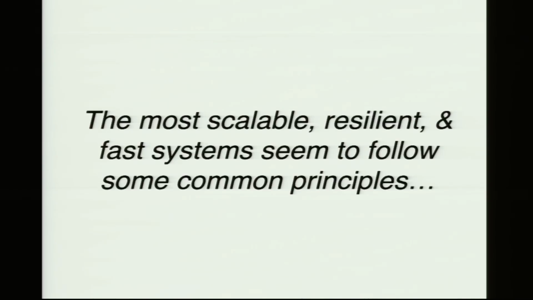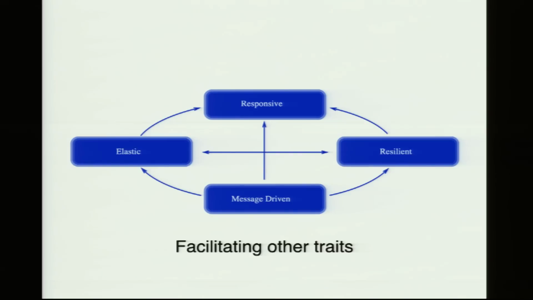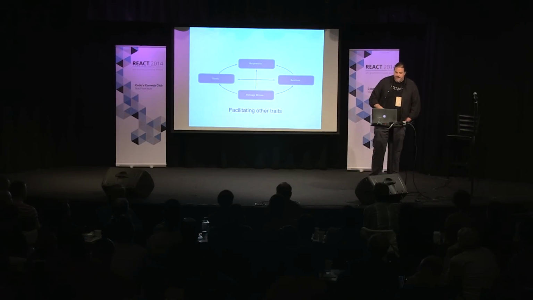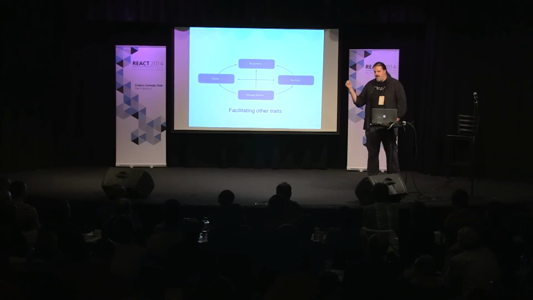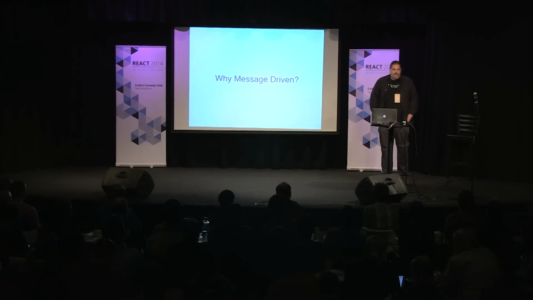Why is this? Why do we have all these systems which share this message-driven approach? That's a really interesting question. And as I thought about that, the most scalable, resilient, and fast systems that I've seen share a common set of principles. They break things down into an elastic, responsive, and resilient way, with message-driven facilitating these other traits. That actually is how the Reactive Manifesto is structured; message-driven is one of the approaches that is usually used to get these traits. It's by no means the only one, but it is a very common one. But why message-driven? What is it about message-driven approaches that seems to allow these systems to be built, at least with our understanding?